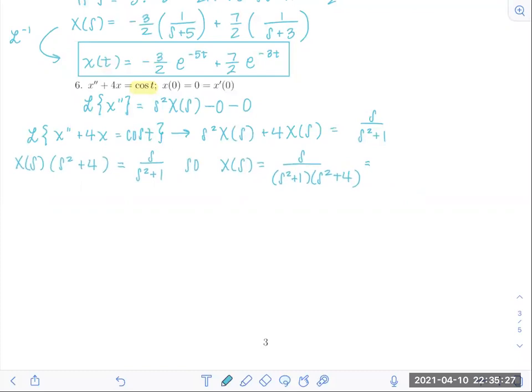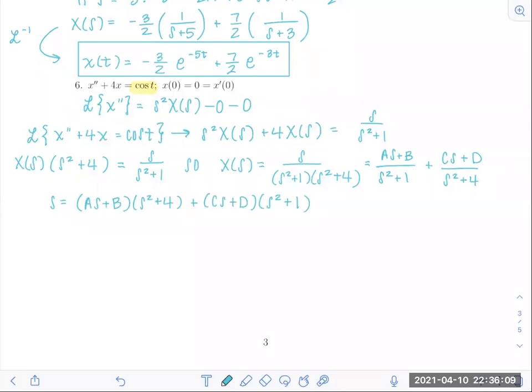Because these are quadratic, the numerator is As plus B over one of the terms and Cs plus D over the other. Okay, so remember when you have quadratic factors, no longer do you just have an A and B on top, you have a linear combination. All right, so we would like to solve for A, B, C, and D. So I have s equals (As plus B) times (s squared plus 4) plus (Cs plus D) times (s squared plus 1).